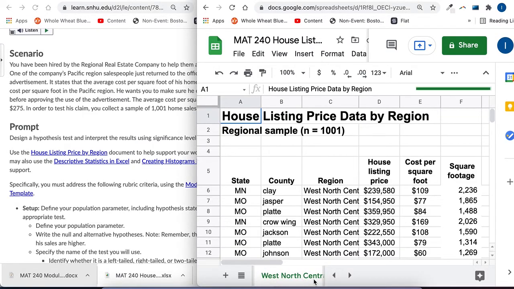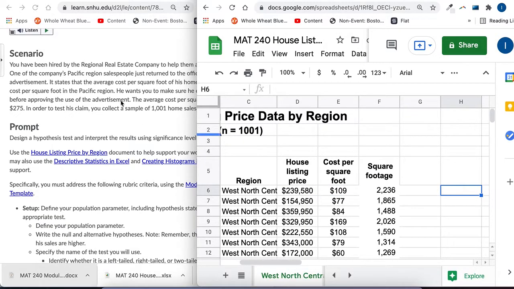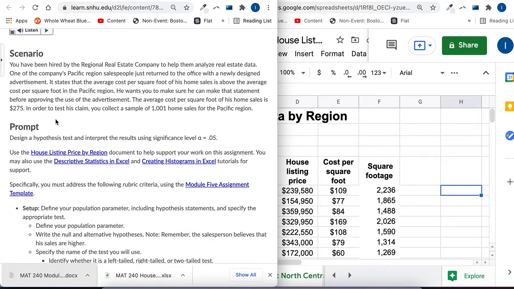But just so I don't give away the exact numbers, I'm going to use the data set for the West, North, Central region. Okay, but again, you want to use the Pacific region because that's where this person's from. You wouldn't want to obviously compare his sales to a different region because they have different characteristics.